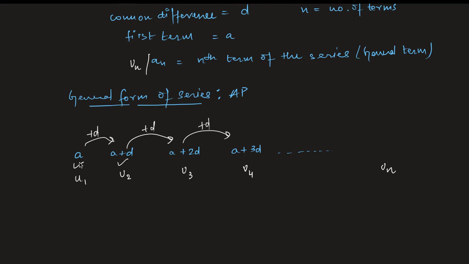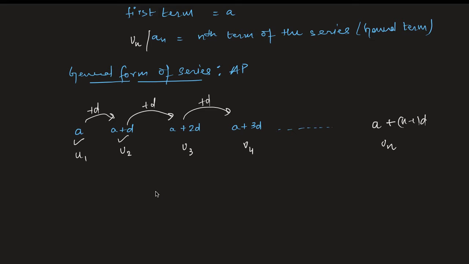If you observe, the a remains constant throughout the series. So this would be a plus. Now in our first term, there was no difference. In the second term, the difference is 1d. Third term, 2d. Fourth term, 3d. So the nth term would be n minus 1 d. So this is our general formula, an, which represents a plus n minus 1 d. Any given term in the series can be represented in this form.